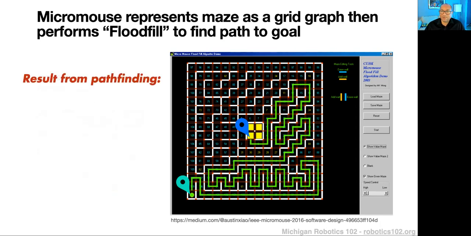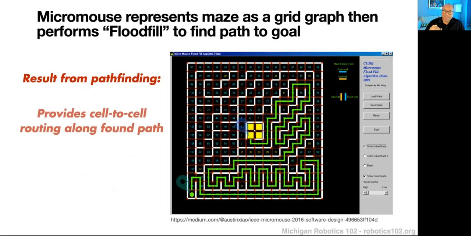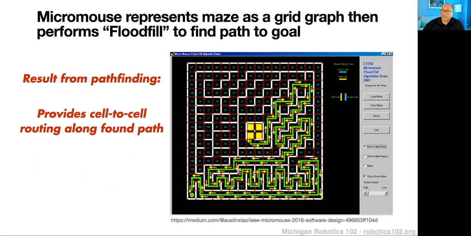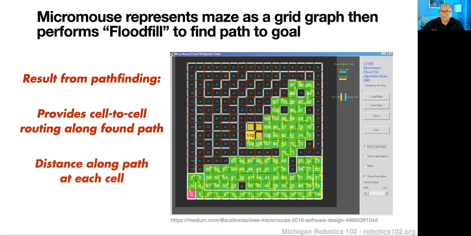Once that path is found, the result from pathfinding will give us a cell-to-cell routing along the path. Going from the goal, emanating from the goal back to the start, the cell-to-cell routing is going to tell us from this cell, I need to go to this next cell. I'm showing it here almost like footsteps. This is how we're going to hop cell to cell to get from any location along our path back to the start location. And for each of those locations along this path, we're going to know the distance along the path.